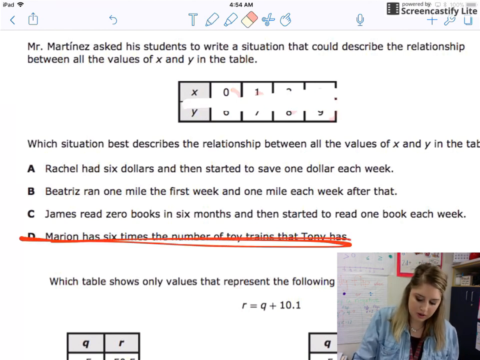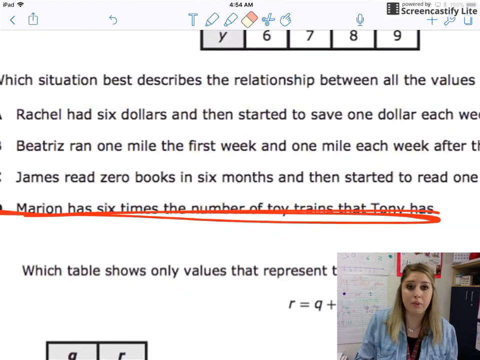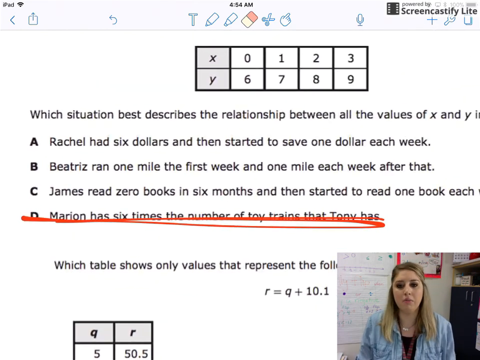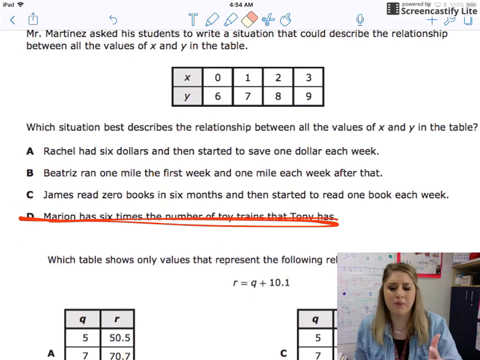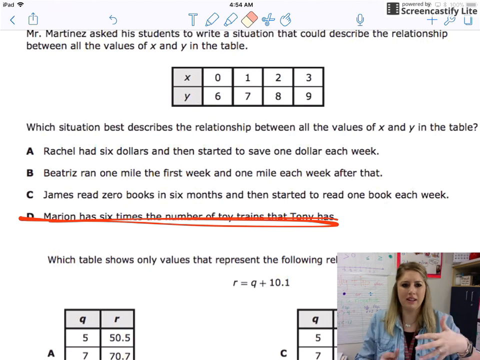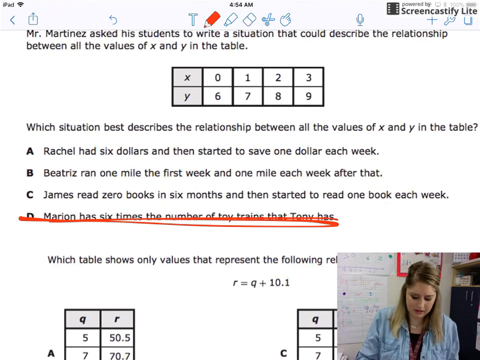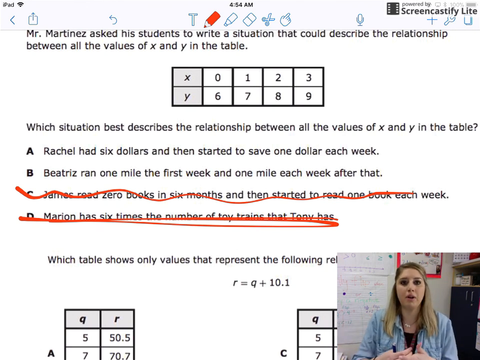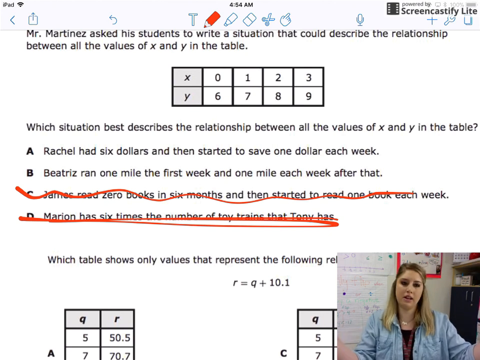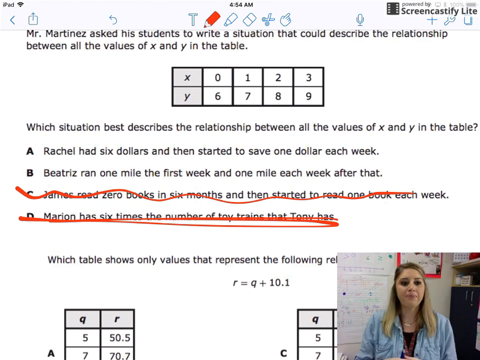The next one about James. James read 0 books in the first 6 months, so I thought, oh, maybe. And then he started to read 1 book each week. Well, that was confusing to me. We're doing weeks, but we had months, and I have no idea what that even is trying to talk about. Weeks, months, we're not comparing the same thing. Remember, we have to multiply or divide or add or subtract by the same number. We can't go from months and then all of a sudden to weeks. It doesn't work that way.